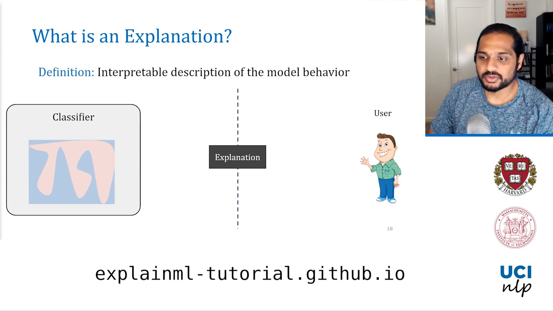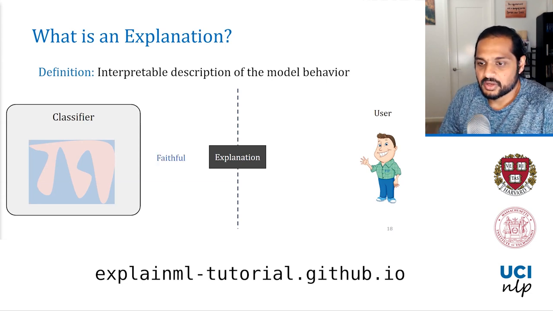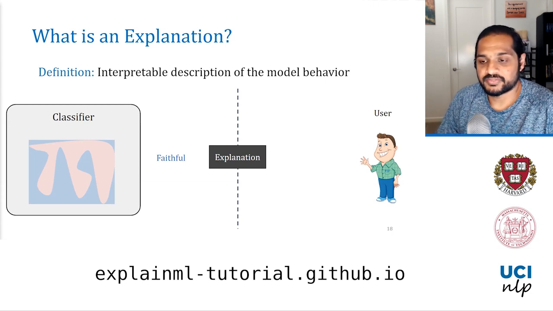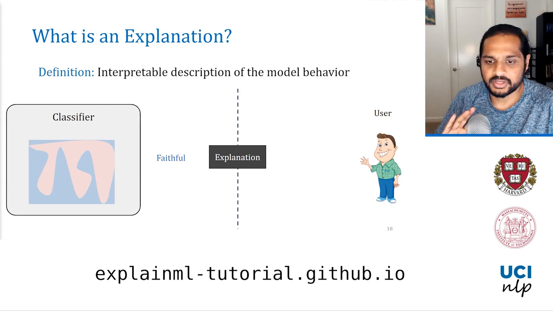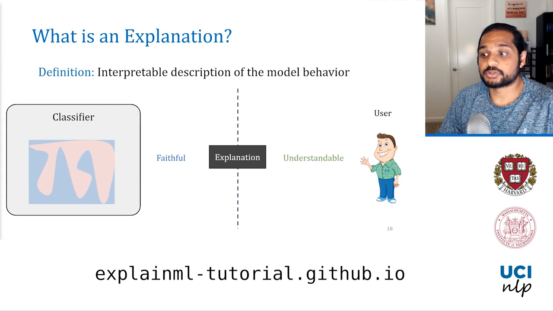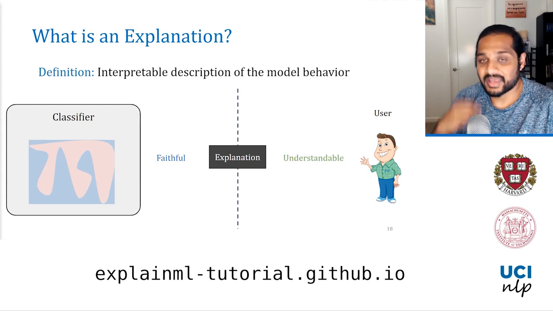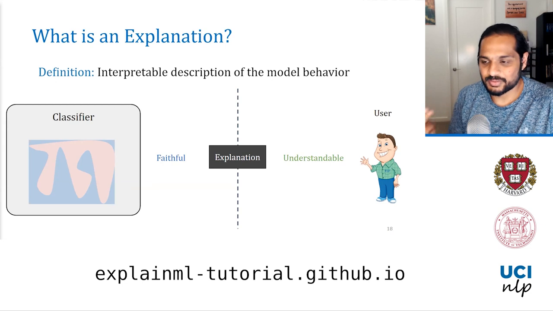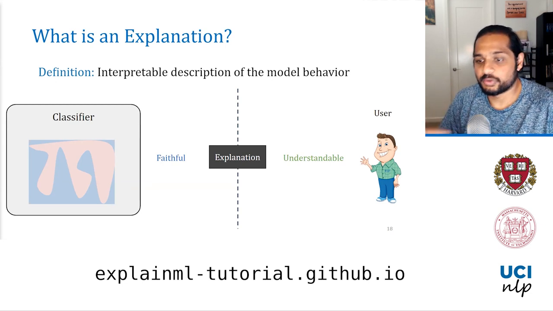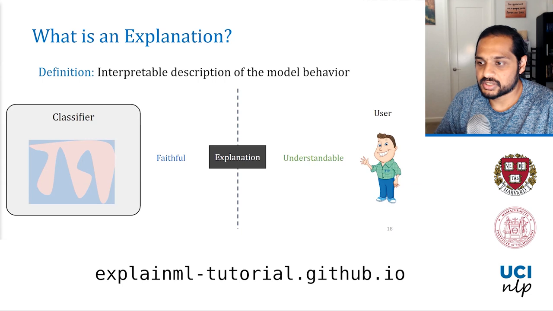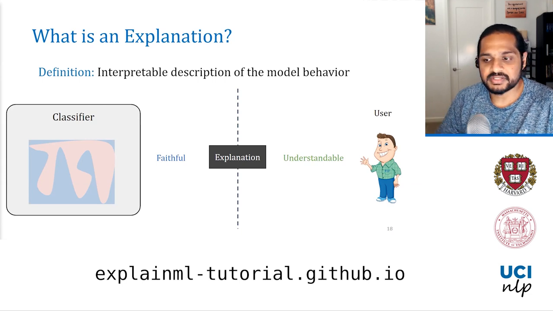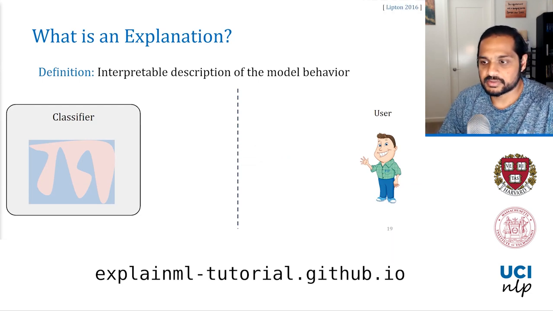So there are two goals that an explanation should have. One thing is that it should be faithful to the classifier. So it should not express things that are completely off. And of course, faithful can depend on specific use cases. But it should also be understandable by the user. So again, understandable depends on the user, depends on the specific domain. But both of these things have to be true to a large degree for any explanation to be a valid explanation.